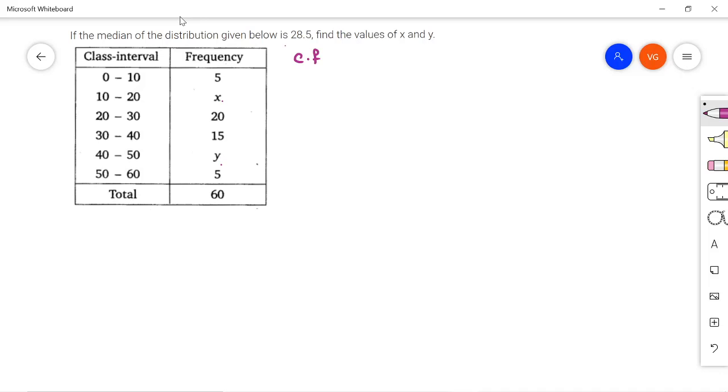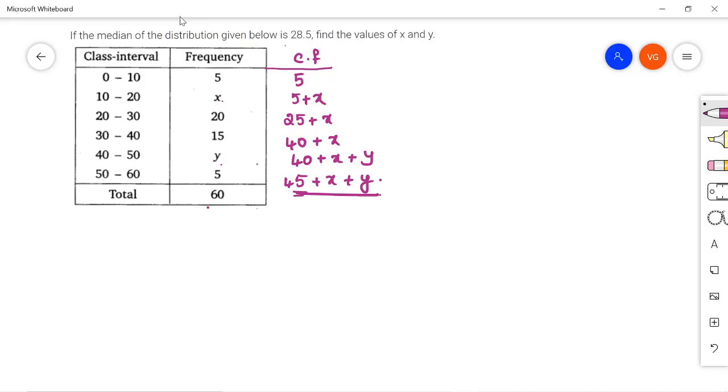Anyhow, you are using the median formula. For that you need to find the median class, and before that you have to write down the cumulative frequency. So write it down: 5 plus x, 25 plus x, then 40 plus x. Here it comes to 40 plus x plus y, then 45 plus x plus y. So this is nothing but your 60, right? Sigma f is nothing but n, that is, 45 plus x plus y is equal to 60.